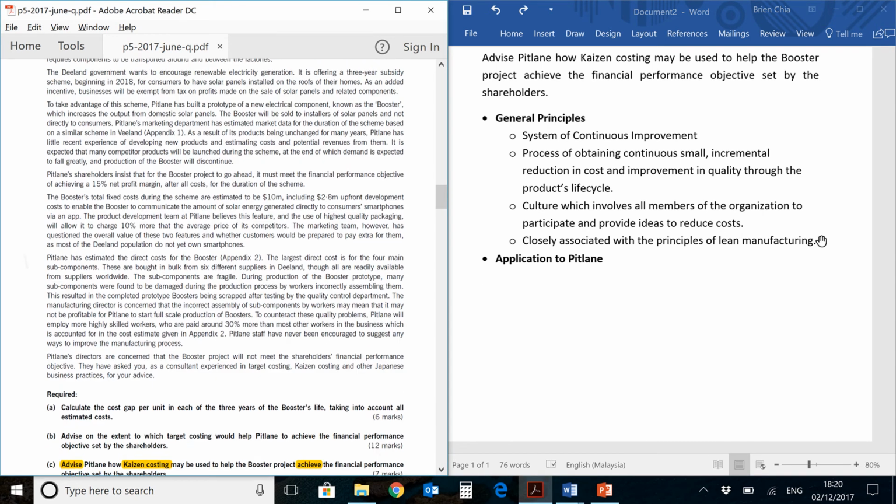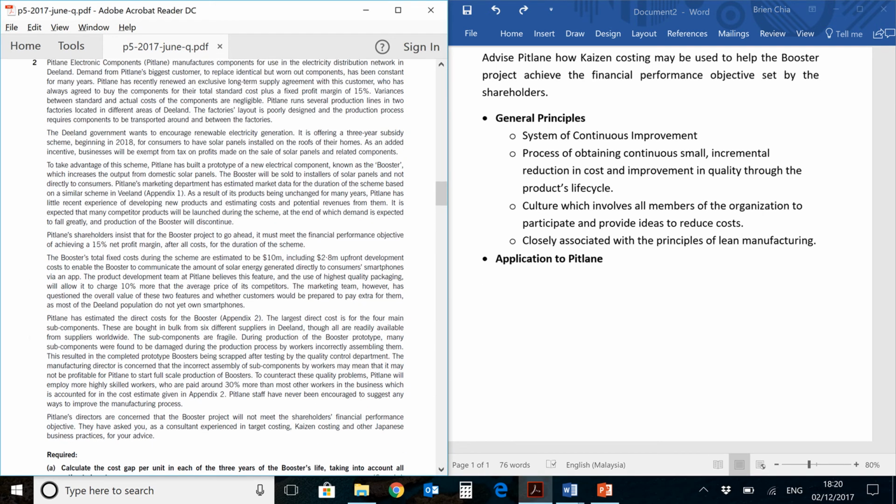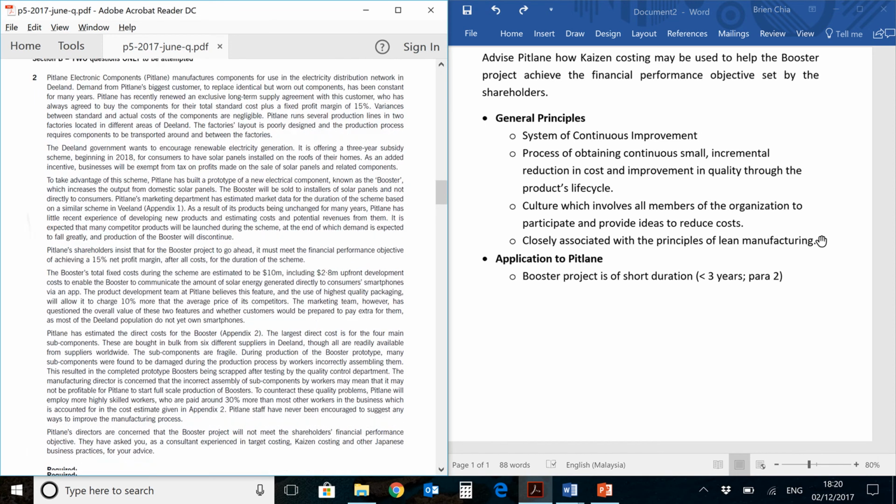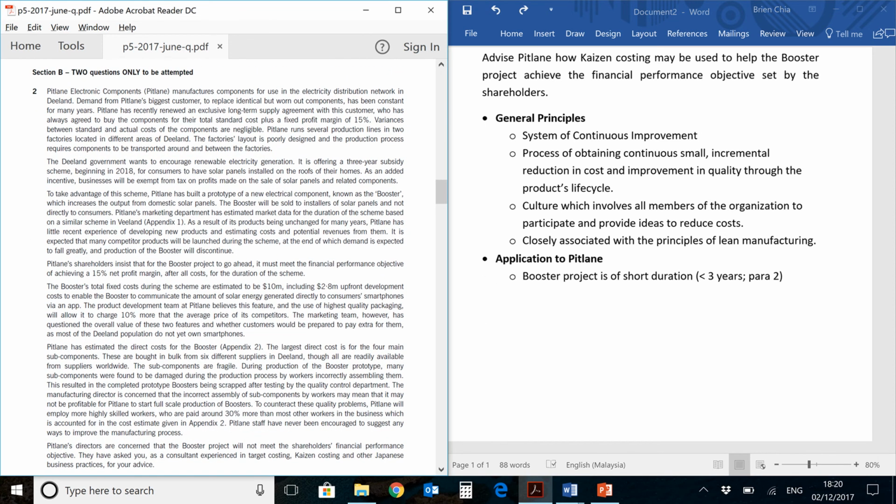Okay, so there are two main ideas that we are going to look at when it comes to pit lane. The first idea is that the booster project is of quite short duration. How do we know this? It's from paragraph 2, which in this scenario is over here. It's a three-year scheme, only 3 years, so it doesn't give us much time to implement Kaizen costing.